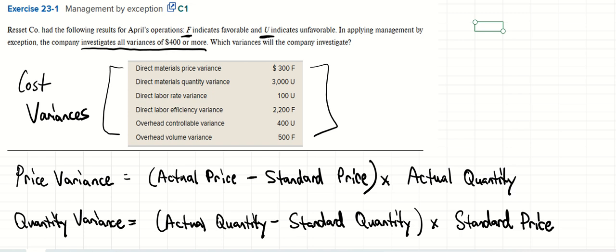So what this means is that companies don't necessarily investigate every single variance in each field. They don't do that. That would take too much time. So what the company will do is figure out an amount or a threshold of what they deem as something that needs to be looked into further. So that amount could be $100. It can be $1,000. It could be $10,000.